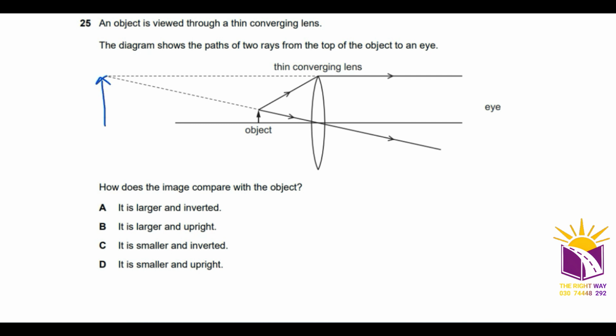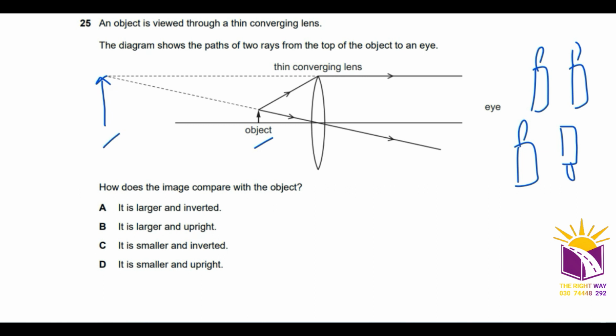And from this we can see that the image is larger than the object and it is upright. Upright means both have the same direction. If my candle is in this shape and the image is also in the same shape, it is known as upright. If my candle is like this and I see the image inverted, it is called an inverted image. So from here we can see that our object and our image are both in the same direction, so it is upright. So it is large and upright. So B is the right option.